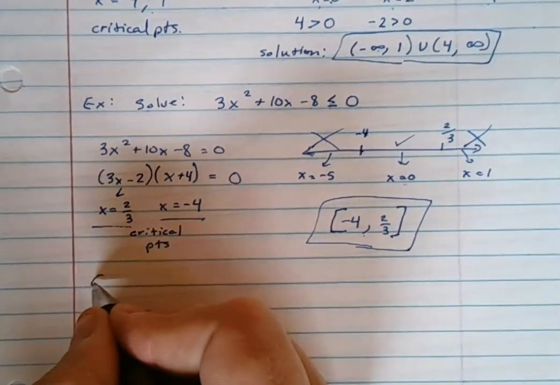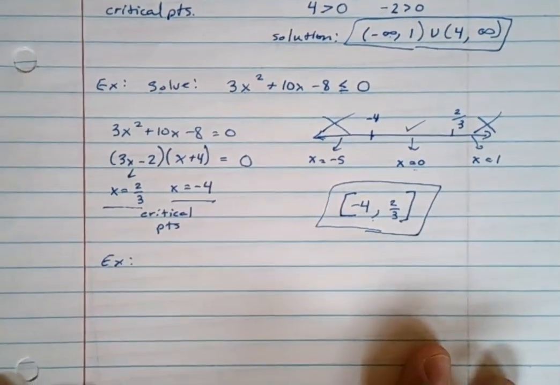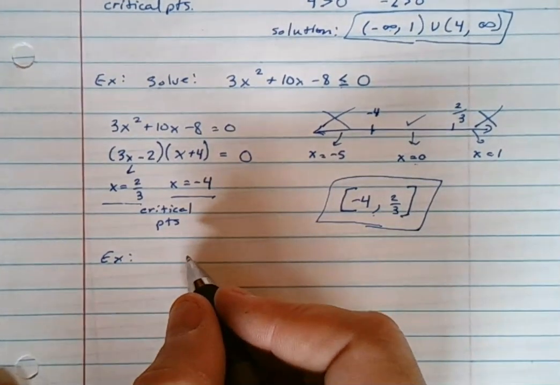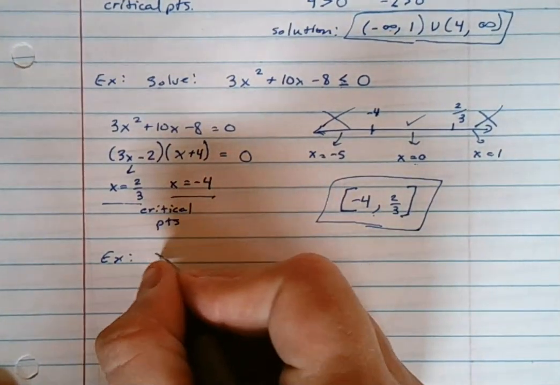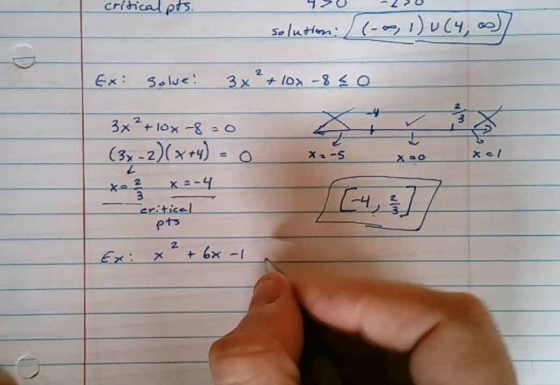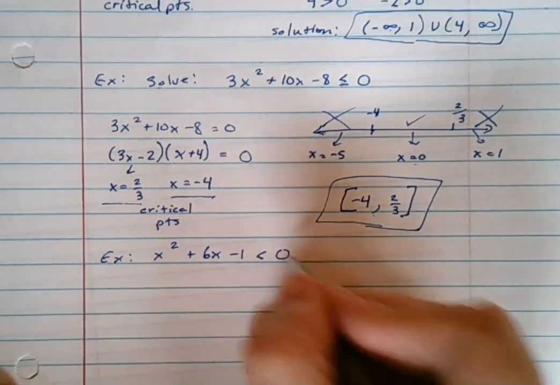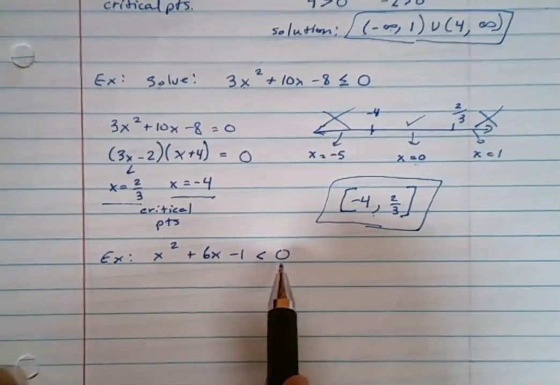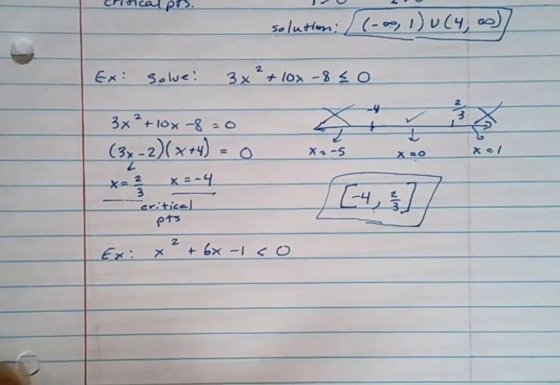Okay, let's try one more. And again, we're going to solve this. So let's take x squared plus 6x minus 1. And we're going to say this is less than 0. Okay, so this will be parentheses, not brackets, because it doesn't have that equal to.